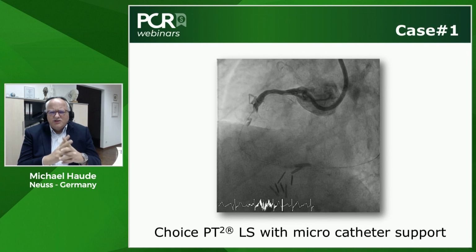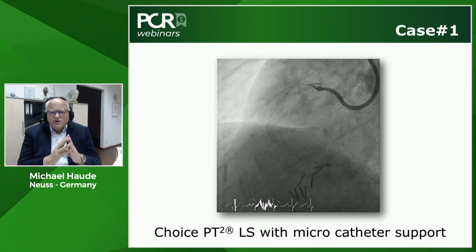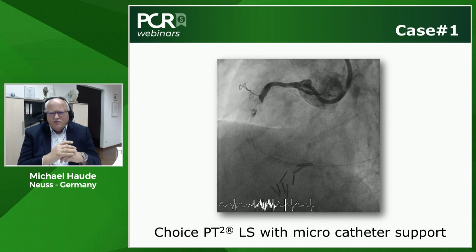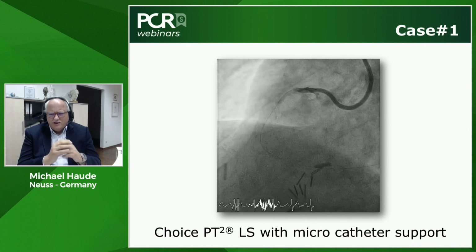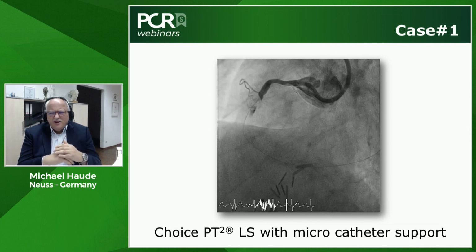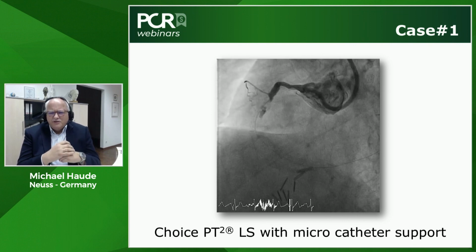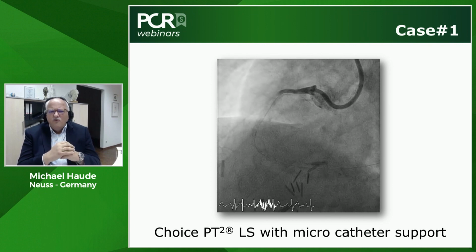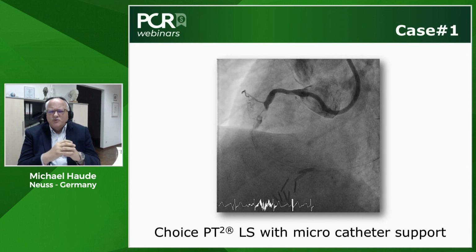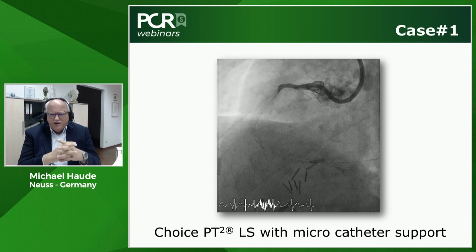Now, the question is, what are we willing to do? First of all, I totally follow Benjamin's explanation why not to use the rotablator here, in particular with these challenging things where we were not even able to bring the microcatheter over that lesion, just close to it, in order to better steer our wire.